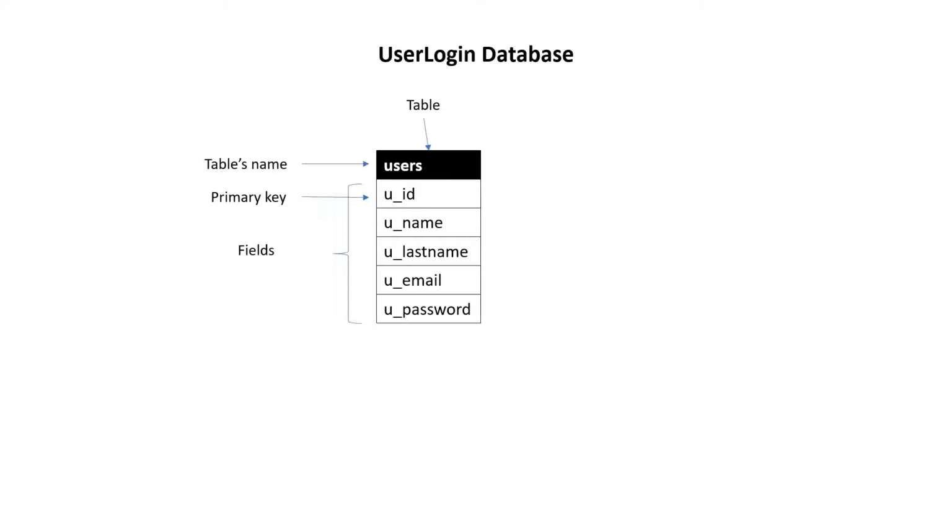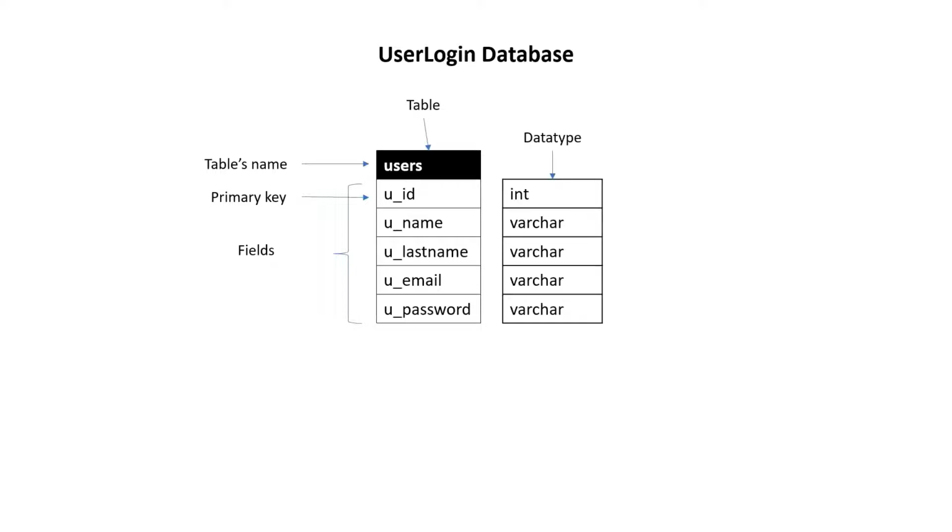Every field should have a data type, in order to only accept values with that data type. UID is going to be a number, so it will only accept values of data type integer. Next fields are going to be text, so they will only accept varchar values. Varchar is for strings.